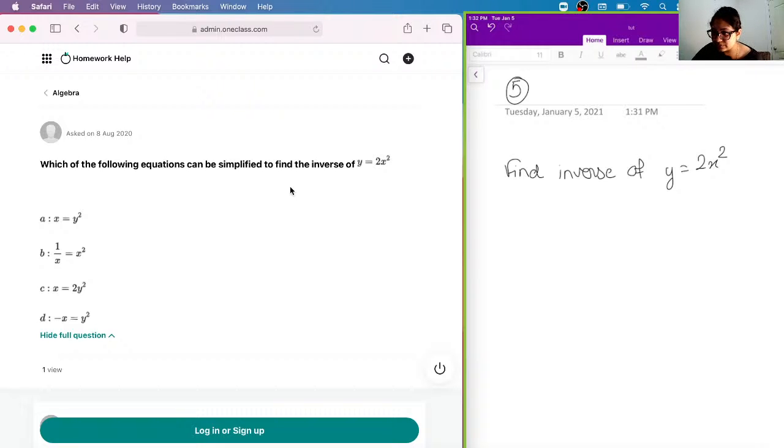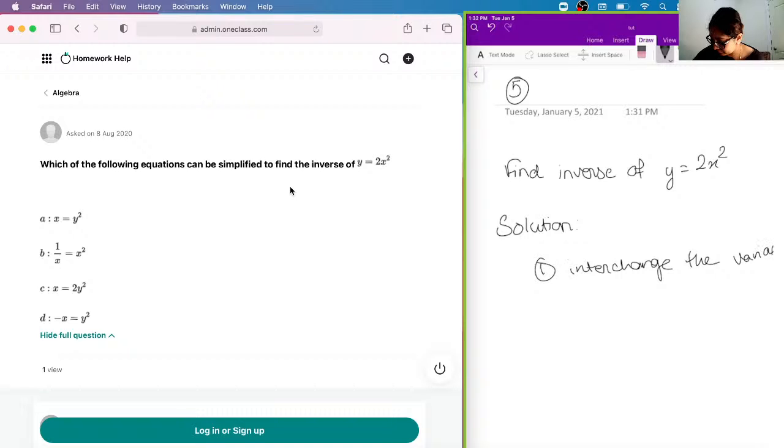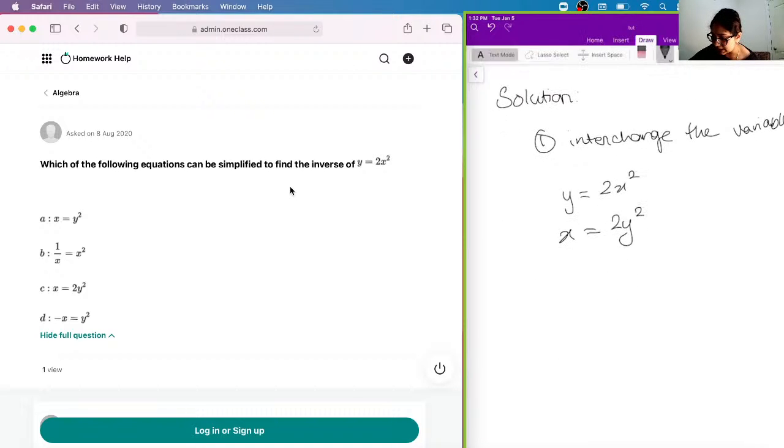To find the inverse of this function or any function, as we previously discussed, the first step is to interchange the variables. Since in this case we have y equal to 2x squared, when we interchange the variables we get x equal to y squared. Now we can solve for y and find its inverse.